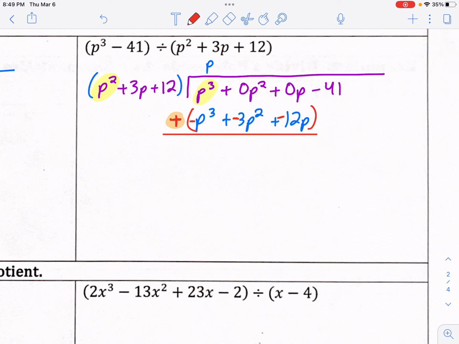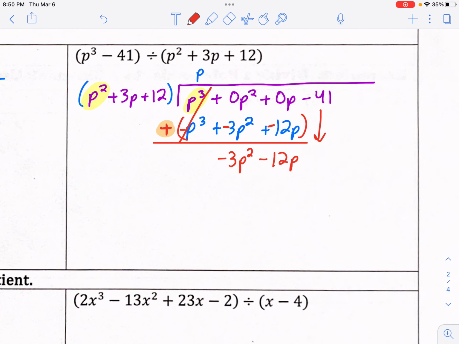P cubed plus a negative p cubed, canceled. 0 plus negative 3, that's going to be negative 3p squared. Next one, 0 plus negative 12, that's going to be negative 12p. And then again, just like when you do long division, we drop down the next one, negative 41. All right, on to the next one. We're done with this one. Now we're going to play our matching game with this next level.